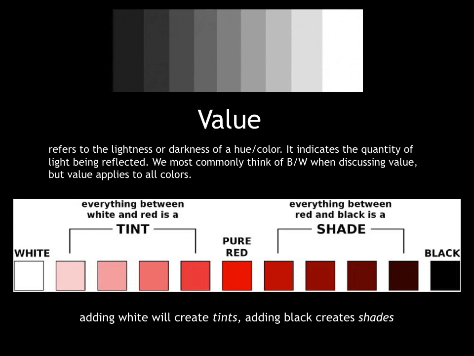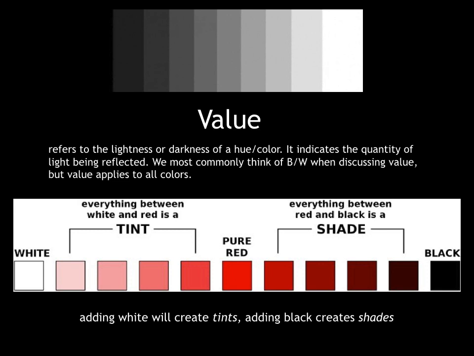And next is value, and value refers to the lightness or darkness of a particular hue. We usually think about black and white when I talk about value, right? That's the easiest way to see it demonstrated in practice, but value applies to all color. All color could have lightness or darkness to it. And one way that we can see this is if we add white or black. If we're talking about pigment, for example, paint, anytime we add white to a hue, we call that a tint. And anytime we add black to a pigment, we call that a shade.